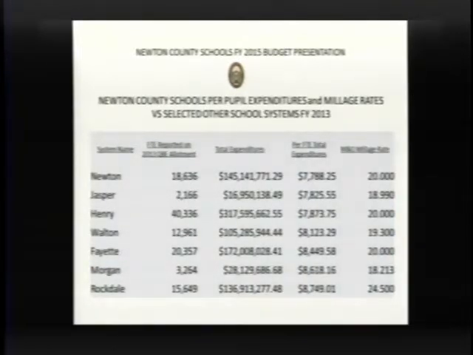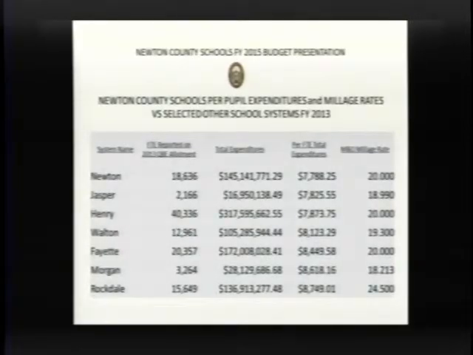And this is just the same slide as was in the budget presentation, showing the differences in millage rates and how you can't really judge millage rates by county. For example, Jasper, we know they have a substantially smaller digest than we have, so you would think they'd have to charge more of a millage rate to spend as much as us per student. However, they only have 2,166 students, so they're able to spend as much as us with only 18.99 mils on a smaller digest.